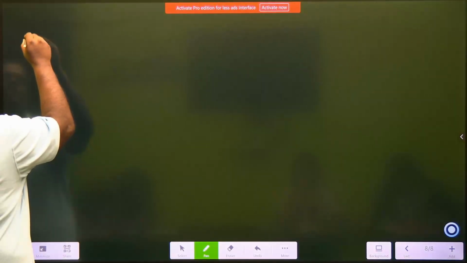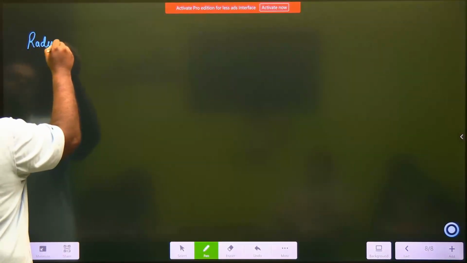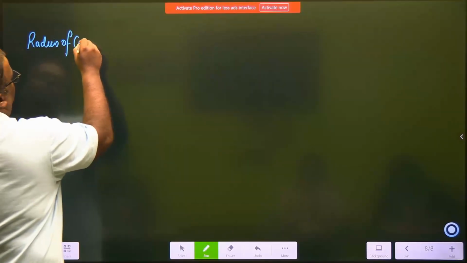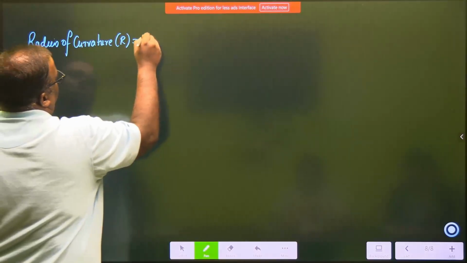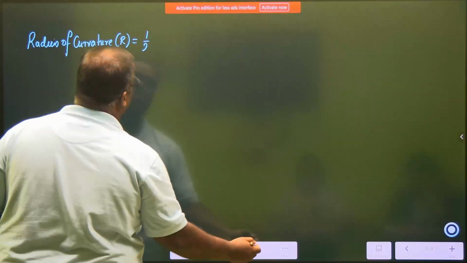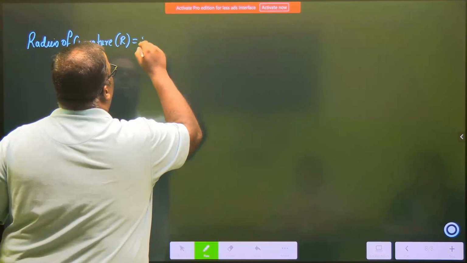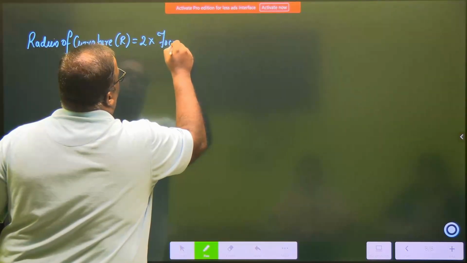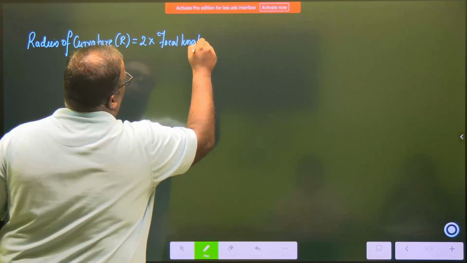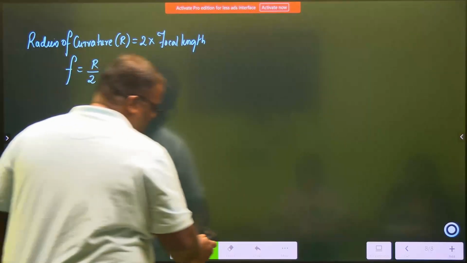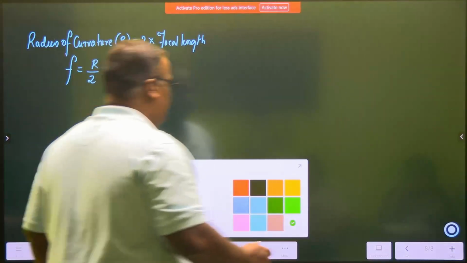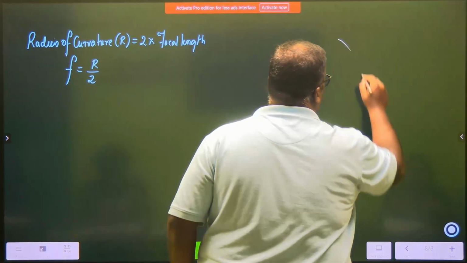Okay, the next one is your establishment of the first formula, where we say that the radius of curvature, which is r, is 2 times the focal length. In fact, we write it in the opposite manner. We write f is equal to r by 2. So we will see the establishment of this formula. Pretty easy, not that difficult. So we make our concave mirror.